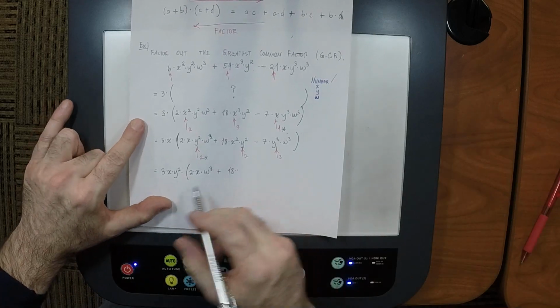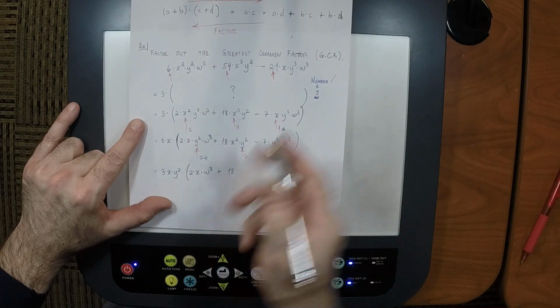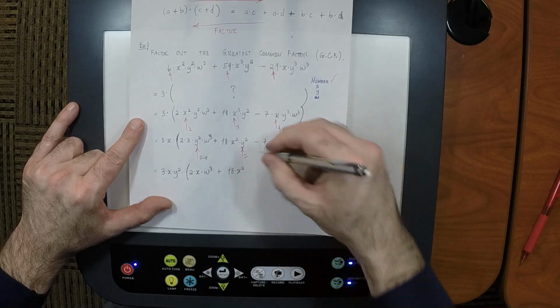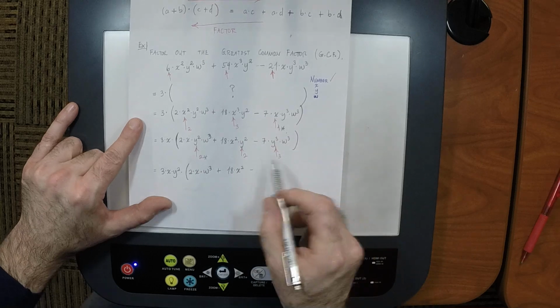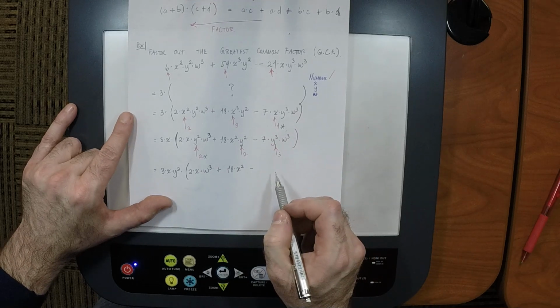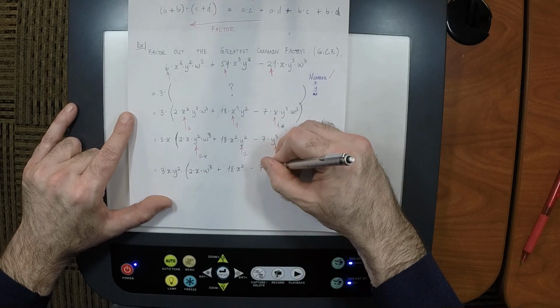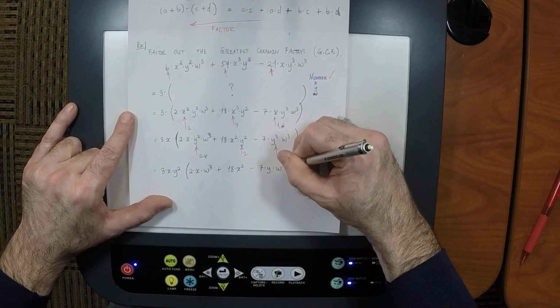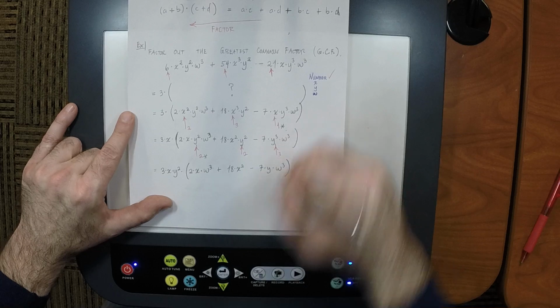Okay. So then I was factoring out a y squared. So now this would be x squared and then no y's, and then subtract. Okay. So how about this one? Okay. Good. So 7 y w cubed. So any question about that one?